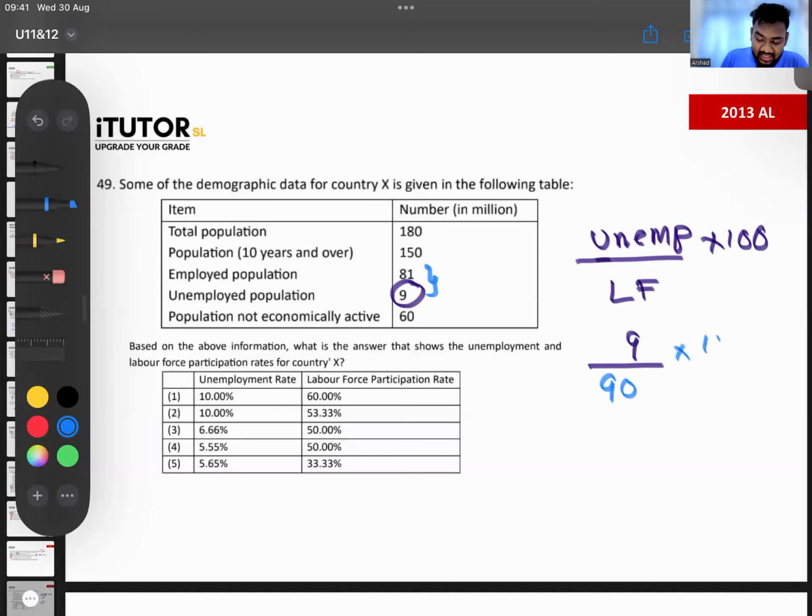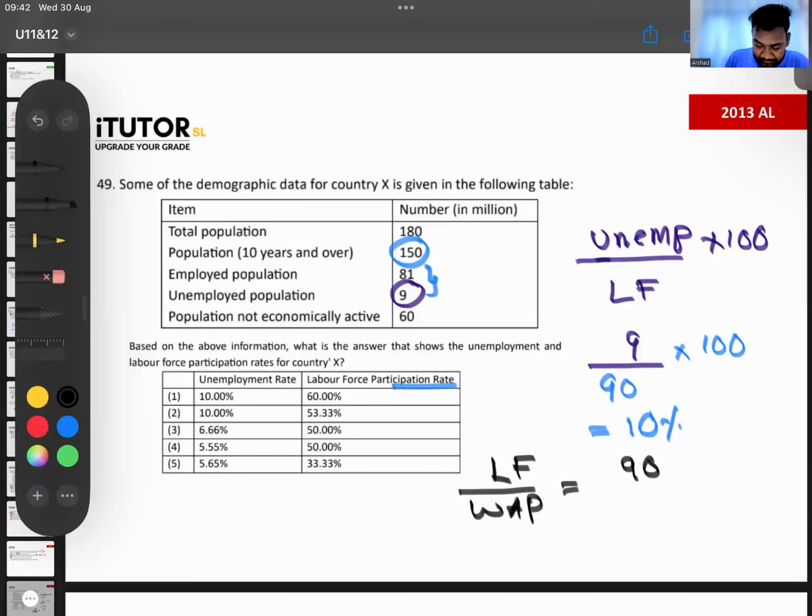So 9 over 90 times 100, how much is our unemployment rate? Unemployment rate is 10%. Or you can, from the population of 150, minus 60 also. That's also correct, to get the 90. Then guess how much is your labor force participation rate? How do you get that? Labor force participation rate is labor force divided by the working age population. So labor force we got as 90. How much is our working age population?